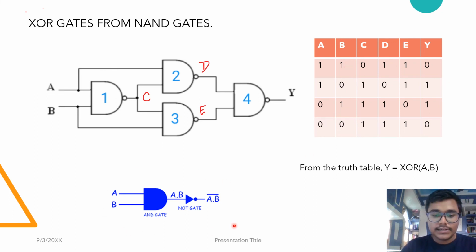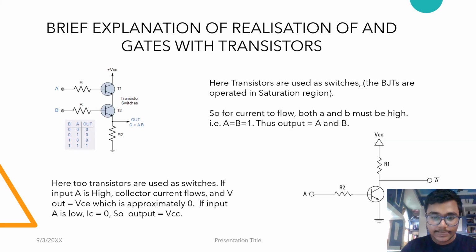The NAND gate is built using an AND gate followed by a NOT gate. The AND gate is in fact realized with the help of two transistors operating in the saturation region. So when both A and B are high, then both the switches are on and current flows down this branch. So the output is 1. In all other cases, no current will flow down the branch, and so the output will be 0. So this in fact works as an AND gate.